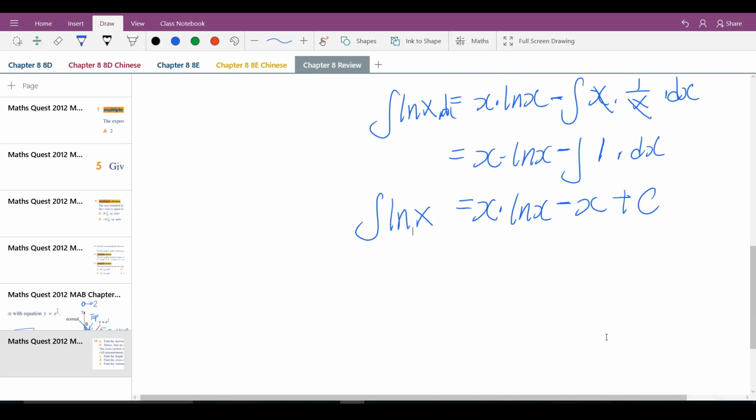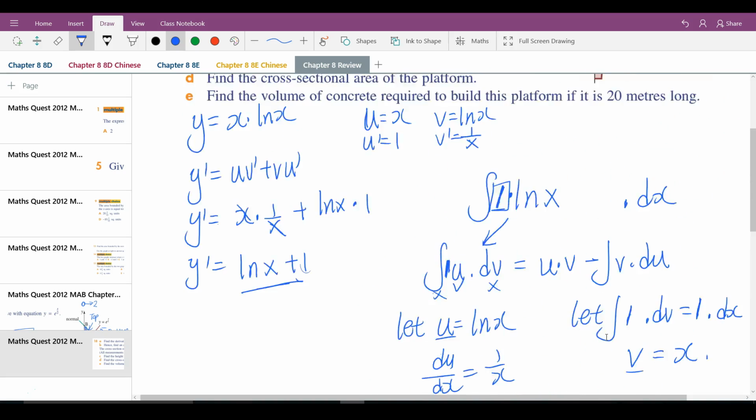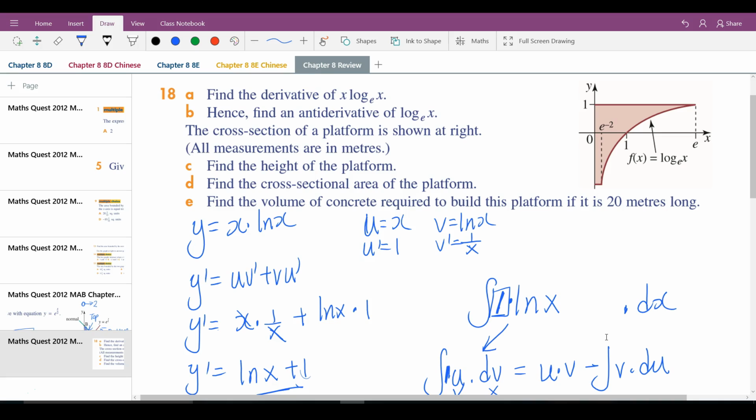All right. So anyway, integrating ln x gives you x multiplied by ln x minus x plus c. Great. So that's question B. The cross-section area of a platform is shown on the right. Okay, so now they talk about the pictures. All measurements are in meters. Good, our units are in meters. Find the height of the platform.